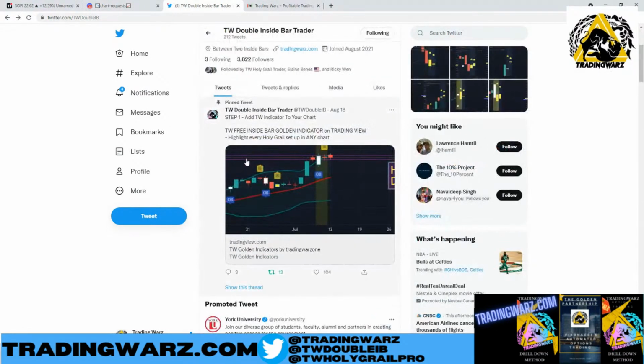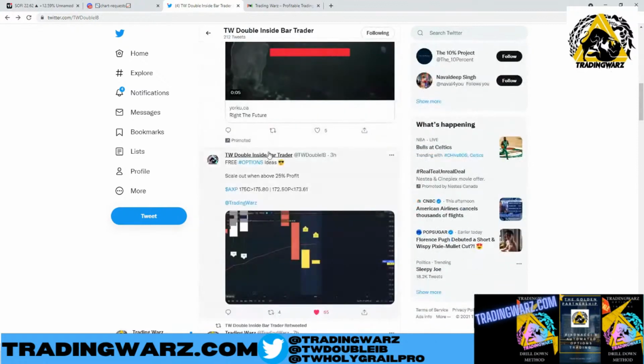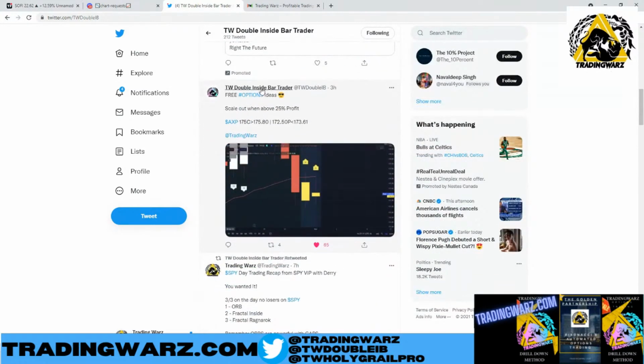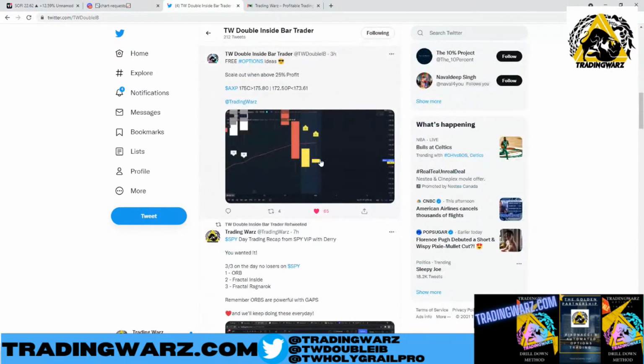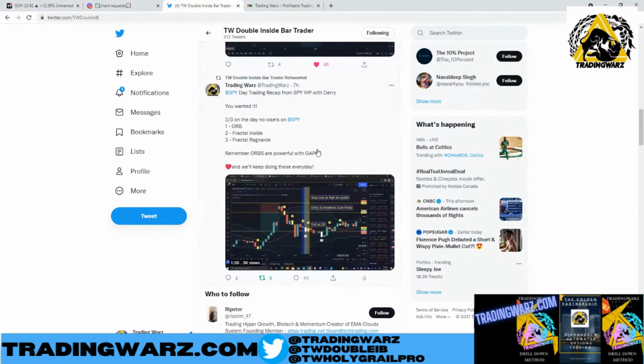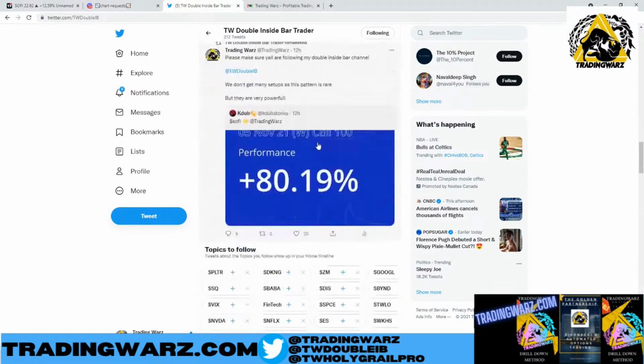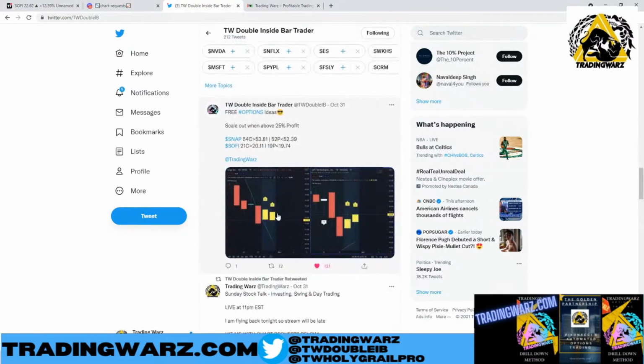Obviously, they don't work 100%, but the double inside bar is a very powerful bar. And as you can see here, we don't get a lot of signals on double inside bars because they're a very rare pattern. What it means is there's 2 full days of consolidation, so each bar is trading inside of each other. But when we do get them, we try to alert them here on Trading Wars Double IB.